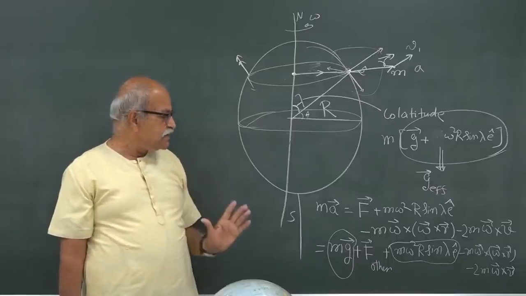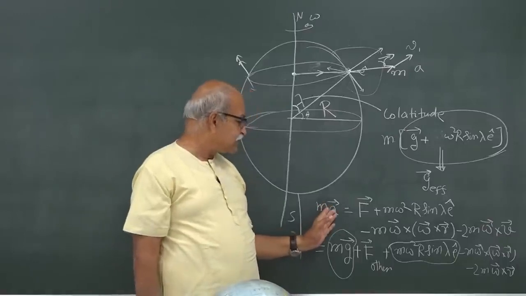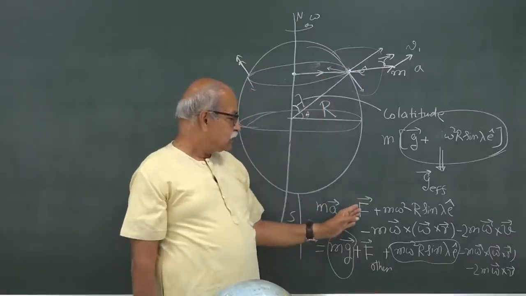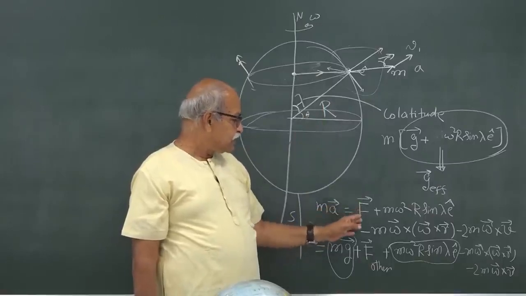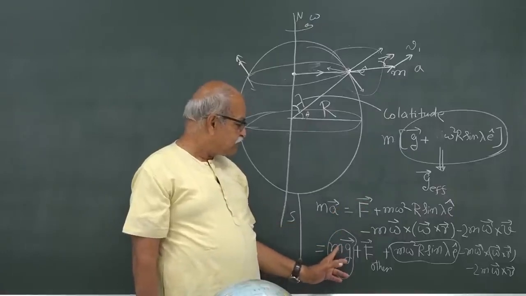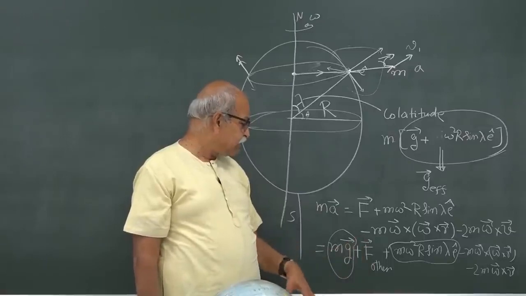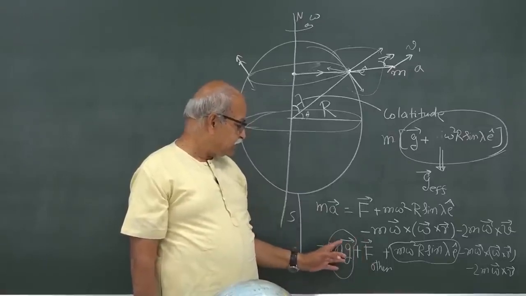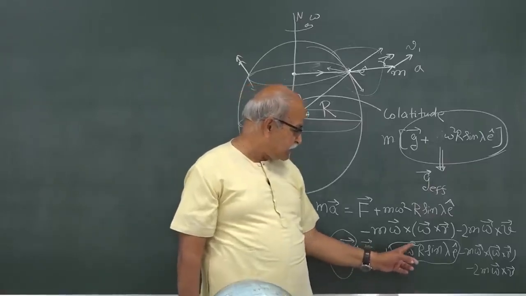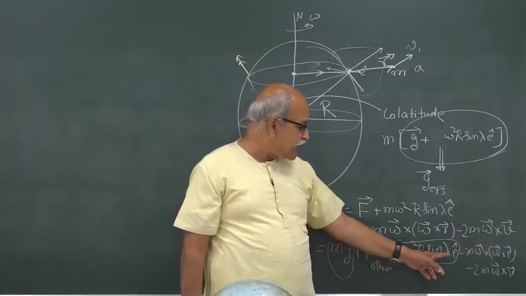And we found finally that we have this equation: mass times acceleration as measured from our frame is any applied force which is there, which we can write again as the gravitational force mg and other forces, because most of the time we will be working with this force alone. And then you have this m omega square R sin lambda, R being the radius of the earth.